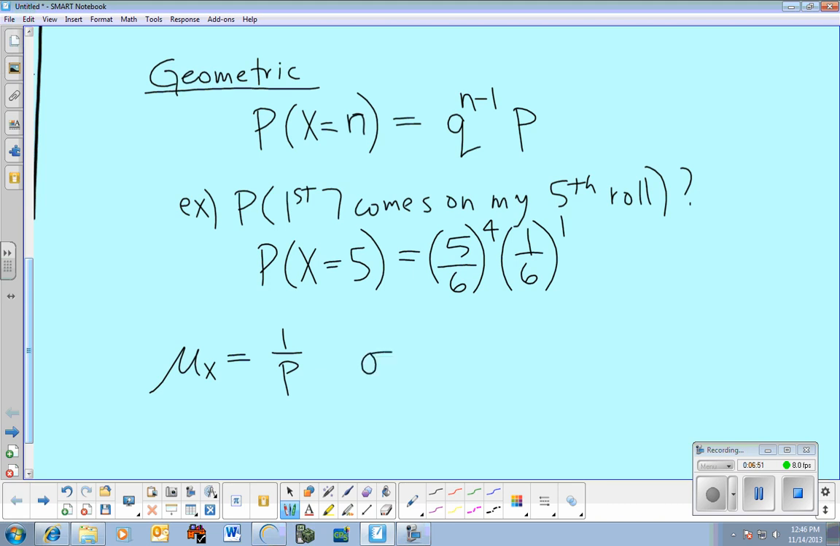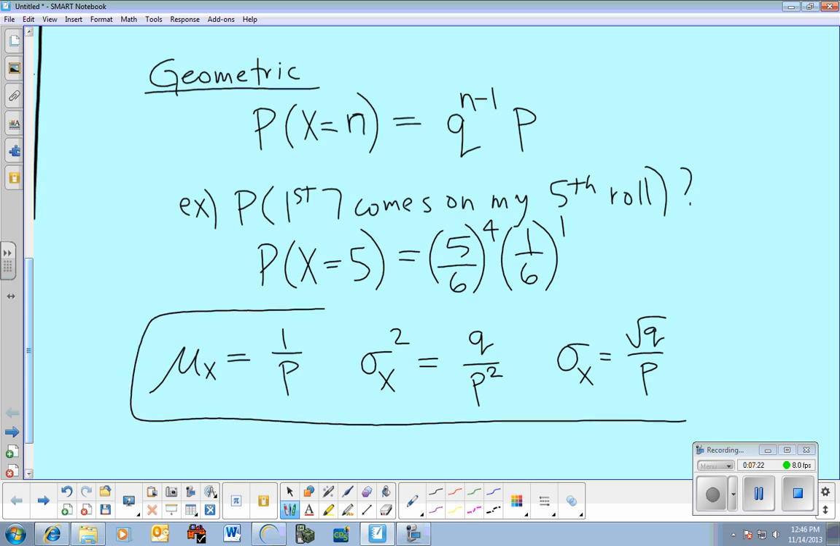Standard deviation, actually, let's make this in terms of variance first. The variance of a geometric is q over p squared. You don't need to worry about real-world significance like it usually is with variance. Standard deviation, by the way, is the square root of q over p. So we've got 1 over p and square root of q over p for our mean and standard deviation, and then variance, just square that if you need it.